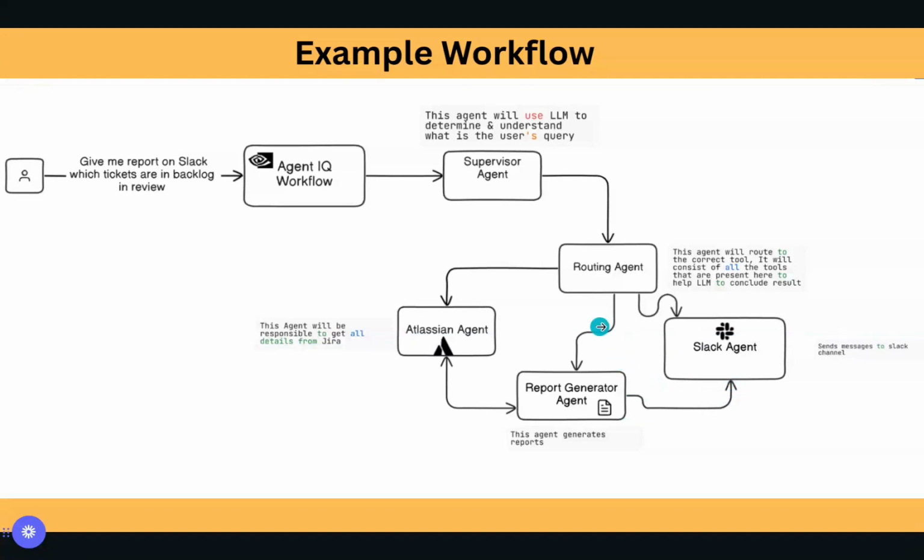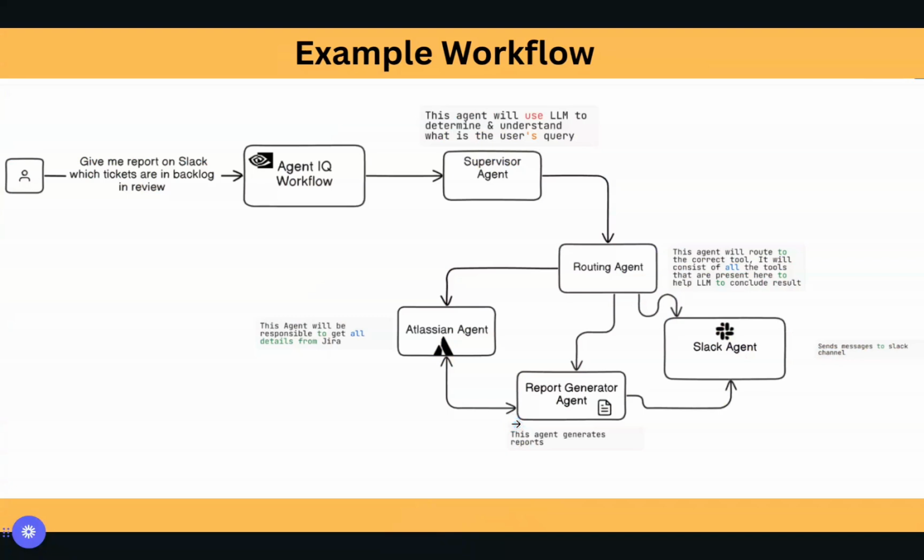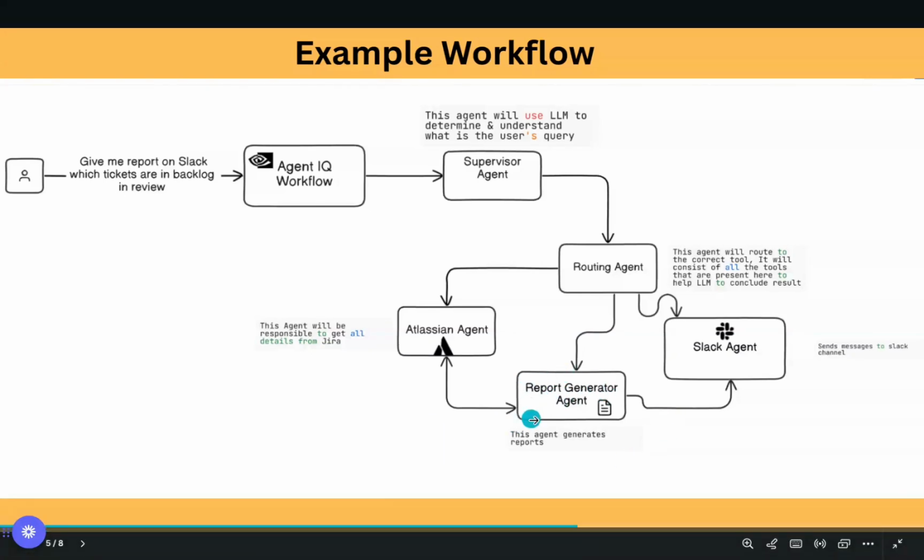What you have to observe from this workflow is that these agents can call each other from inside also. The report agent can call the Slack agent. The Atlassian agent can call the report generator agent from inside, or they can be called independently also. Like the routing agent can call the report generator agent independently.